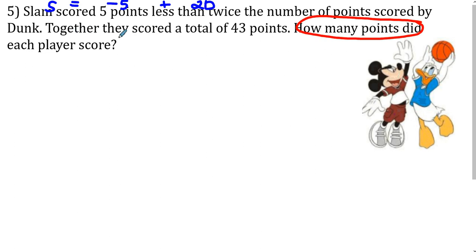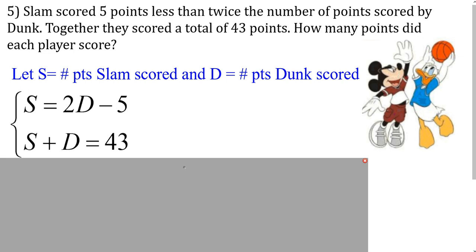Now, together, well, who's together? Slam and Dunk scored a total right here of 43 points. So it looks like we've got our two equations: S equals 2D minus 5, and S plus D equals 43. So how many points did each player score?